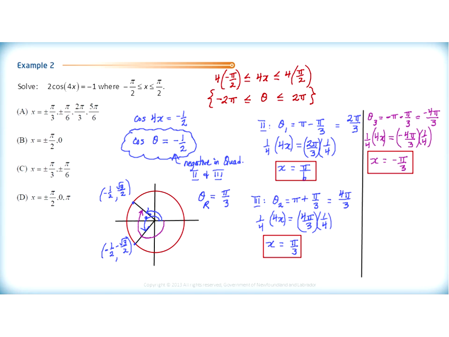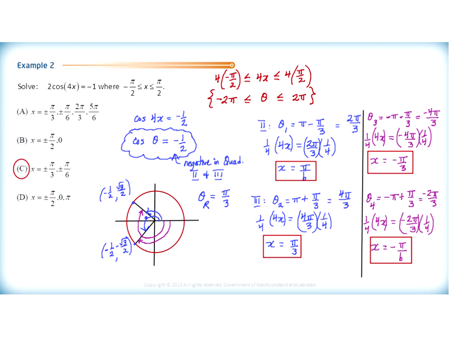And similarly, when we go back to quadrant 3 in a negative direction, another possible value for theta would equal a negative pi plus pi over 3. So that results in a negative 2 pi over 3. So we have 4x is equal to a negative 2 pi over 3, multiplying both sides by 1/4. We have x is equal to a negative pi over 6 radians. These are 4 solutions which satisfy this equation, and it corresponds to part C in the multiple choice items.